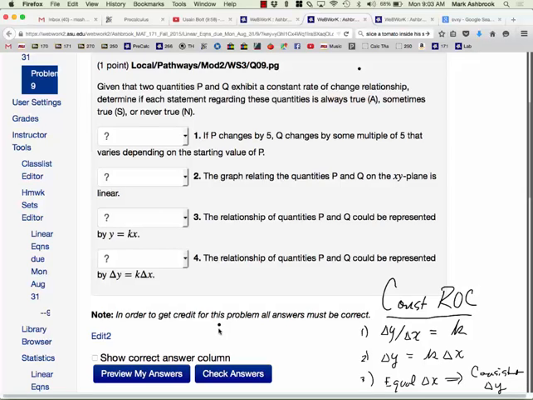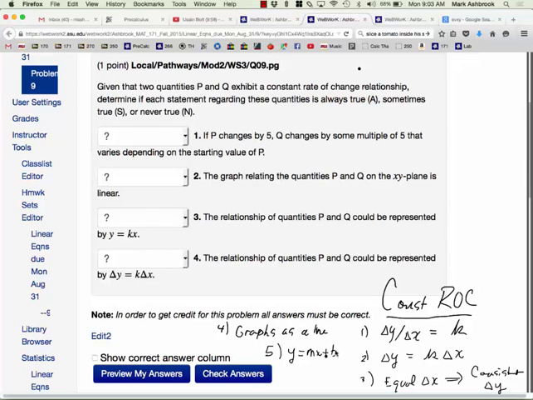So number 4 is, what's the graph of a constant rate of change relationship? The graph is a line, right? Linear. And if that's true, then what forms do we have? Two forms of a line that we've talked about. What's one form of a line? The one you're familiar with. Of course, mx plus b, right?